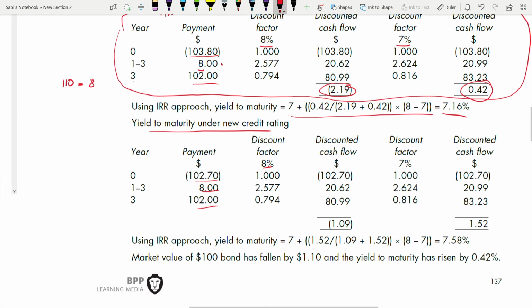And when you find the discounted cash flow, here you are getting a negative, which means you have to use a lower number. So here also we are using 7%. And using 7% we are getting a positive. That means the discount rate will be somewhere in between 7 and 8. Okay. So using IRR, we are getting 7.58%.